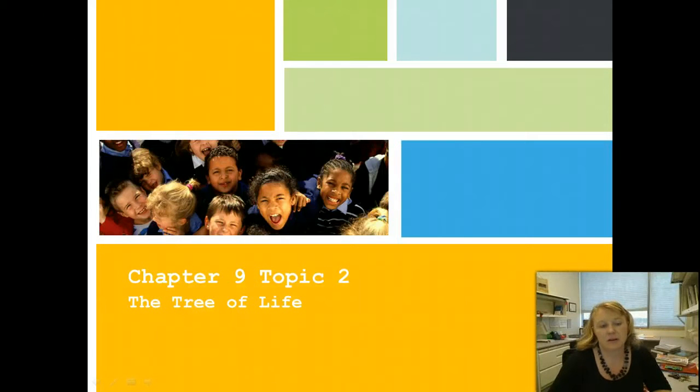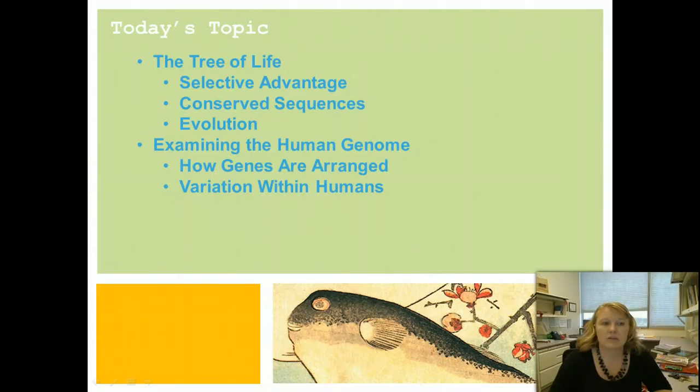In this topic, we're going to talk all about the tree of life. So in topic 1, we talked about genetic variation. In topic 2, we're going to talk about how this genetic variation across all species has led to the tree of life. So in this topic, we're going to talk about the tree of life, selective advantage, conserved sequences, evolution, and we're going to then focus a little bit more on the human genome and what we do know, and more importantly, all the things we don't know.